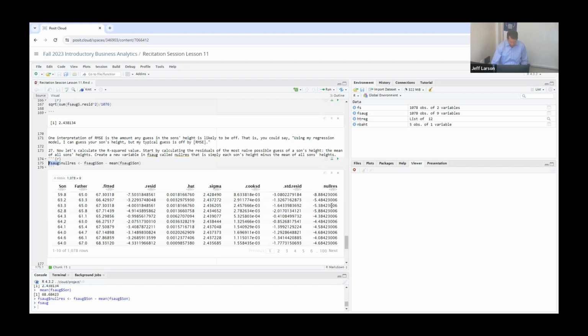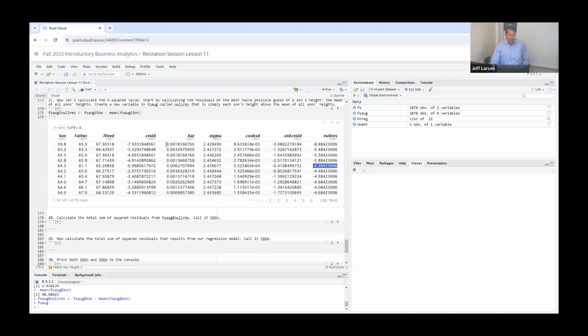Right, so null res. I'm concerned that these null residuals, we have a lot of repeated values here. I don't know why that's happening. The sun's heights are different. Why are they? Oh, they are. No, they're not the same. Okay. All right. So we've got the residuals.